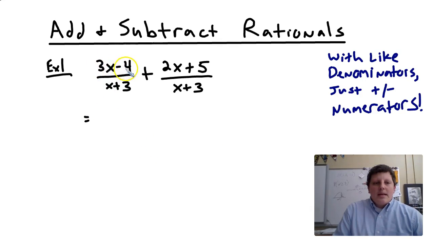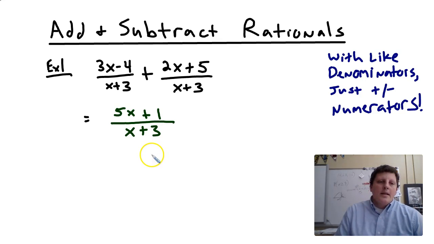So if I have 3x minus 4 over x plus 3 plus 2x plus 5 over x plus 3, the x plus 3 is going to stay the denominator. I'm only going to add the numerator. 3x plus 2x is 5x. Negative 4 plus 5 is positive 1. And again, x plus 3 is going to stay my denominator.